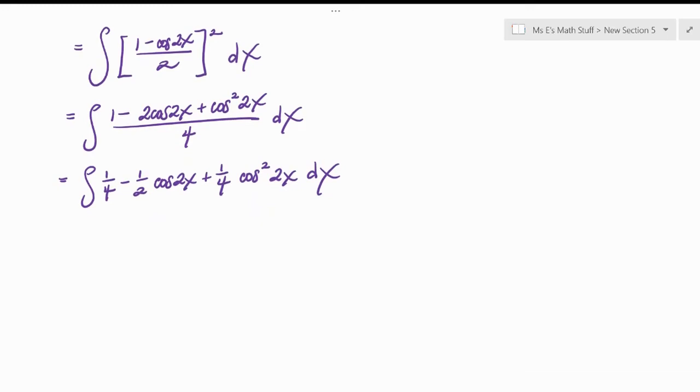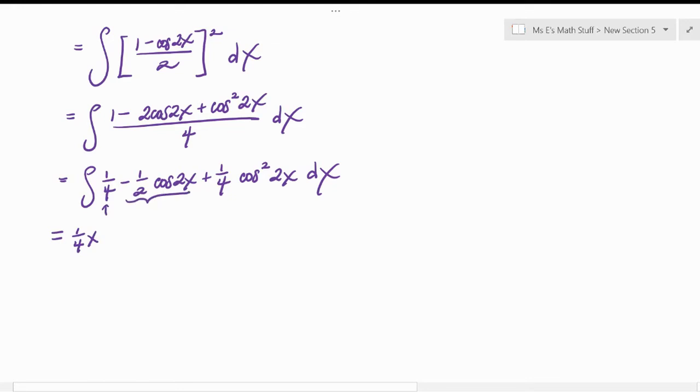At this point, I'd be really tempted to just think about this as 3 different integrals. And let's just go ahead and do the first couple of antiderivatives, right? Because integrals distribute over subtraction and addition. So what's the antiderivative of 1/4? It would be 1/4 x.